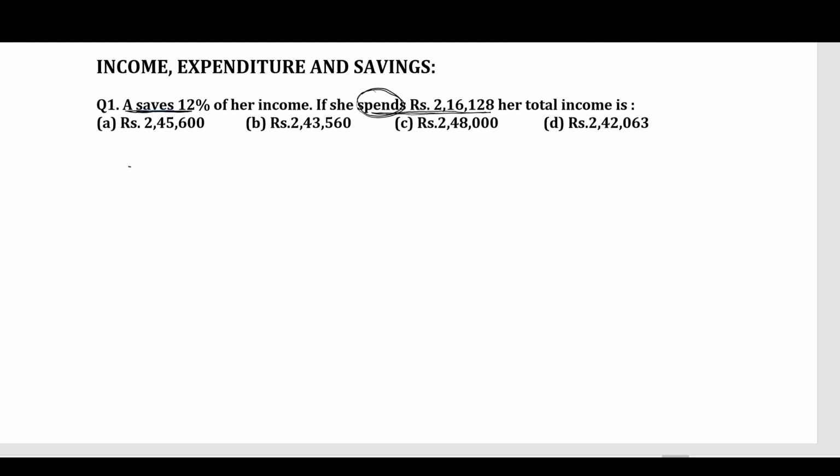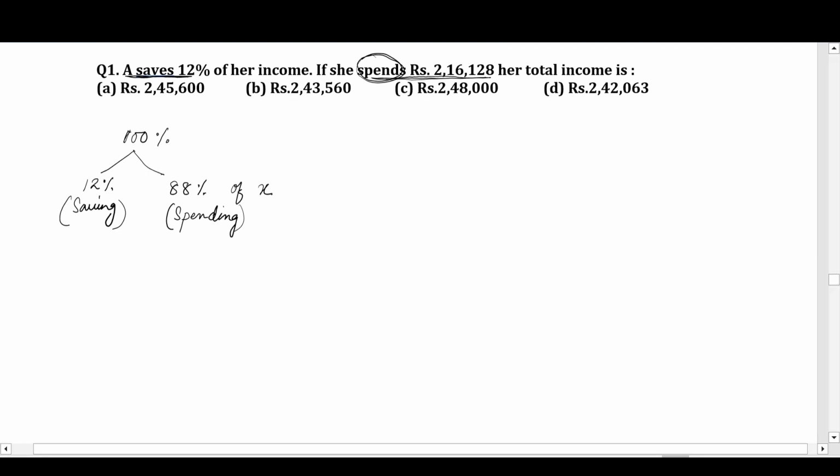Her total income is 100%. Savings are 12%, so the expenditure is 88%. Let the total income be x. Then 88% of x is the expenditure, so 88 by 100 times x is equal to 2,16,128.